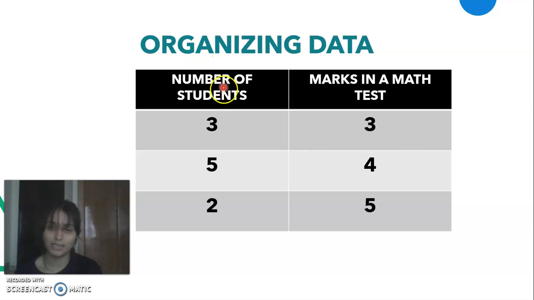Now let us look at this table. The first column over here tells us the number of students, and the second column tells us the marks in the test. Then you can see that there were 3 students who got 3 marks, 5 students who got 4 marks, and 2 students who got 5 marks. Together, these numbers on your right over here comprise your data. And overall, this table is basically an organized manner of representing your data.